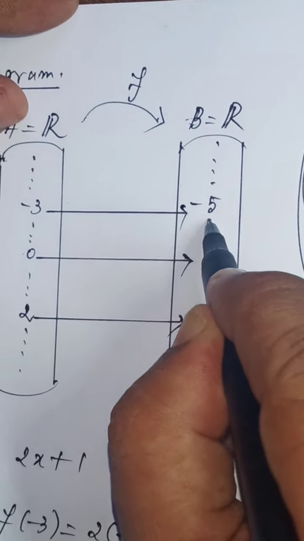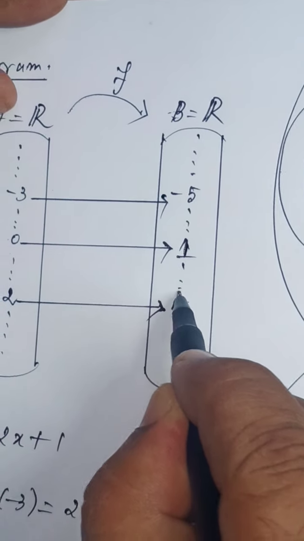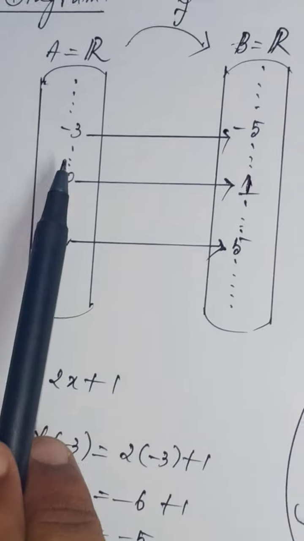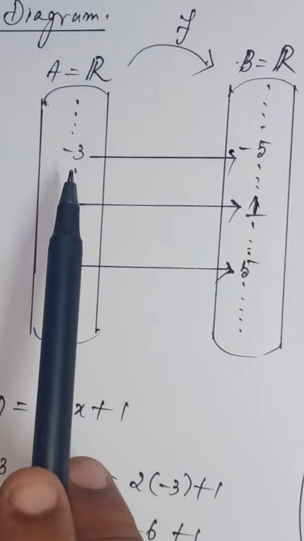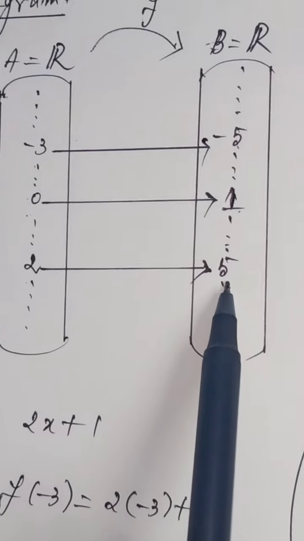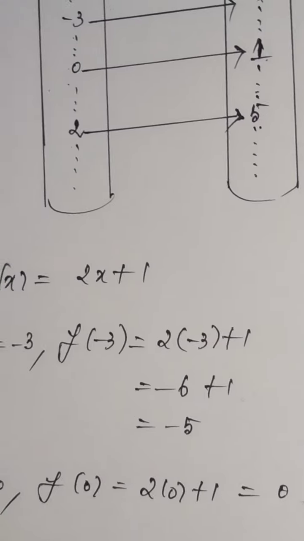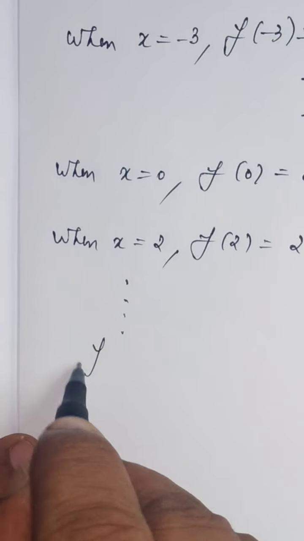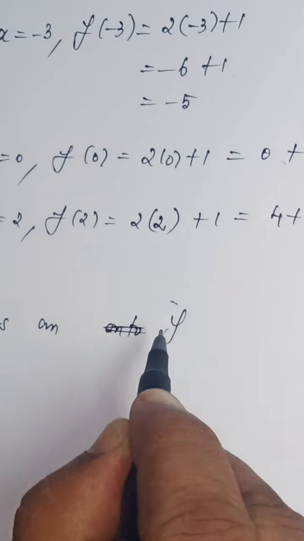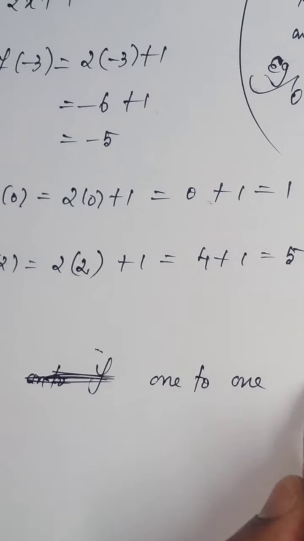Here also you have to put etc. In between -5 and 1, put etc. In between 1 and 5, put etc. After 5 also put etc. Look at that. Different elements have different images. Nothing is repeated. -3 has the image -5, 0 has the image 1, and 2 has the image 5. So different elements in the domain have different images in the codomain. Therefore, it is a one-to-one function.